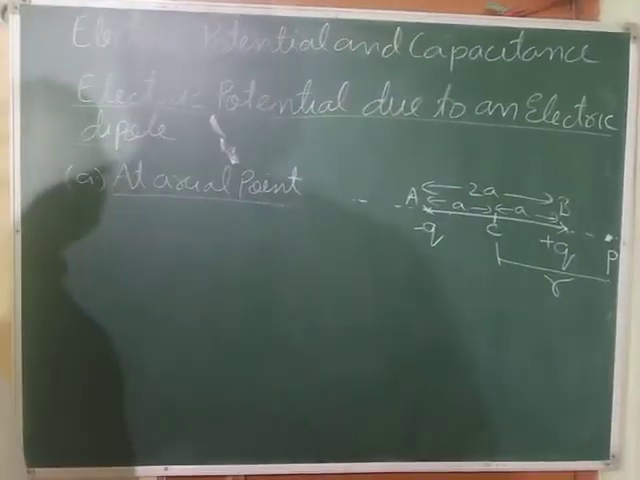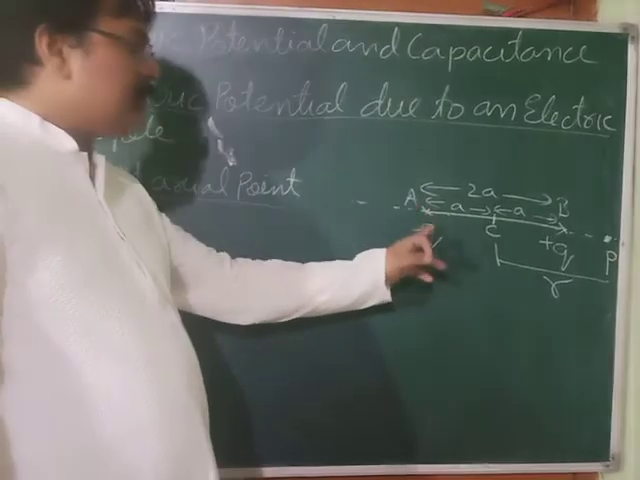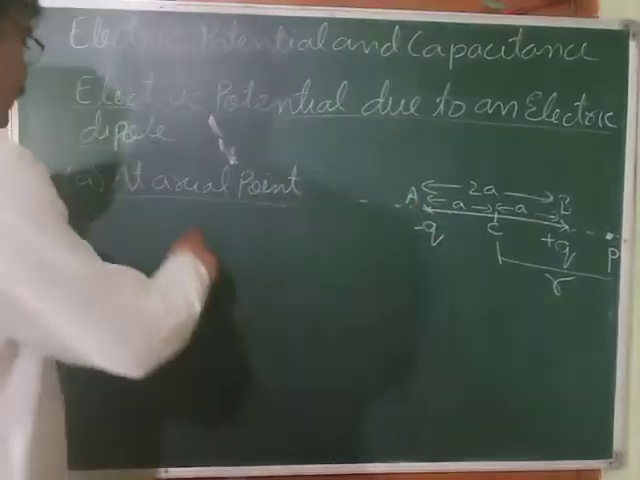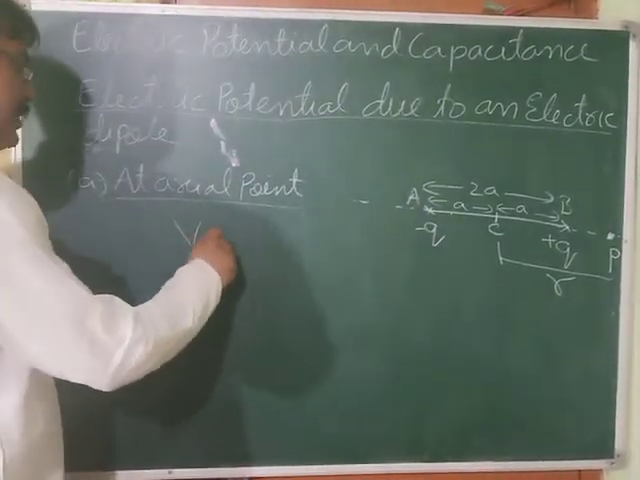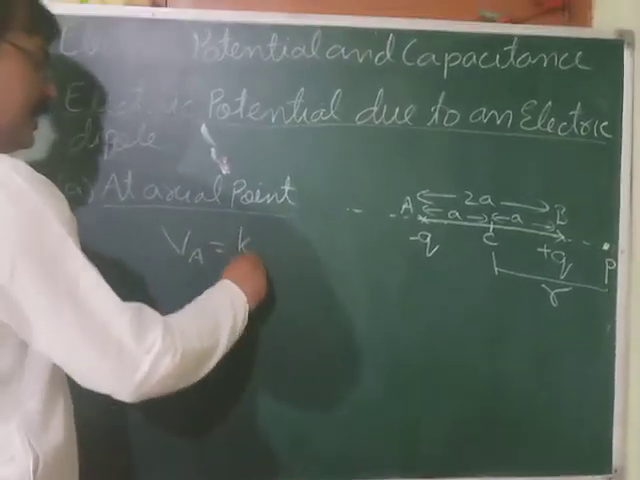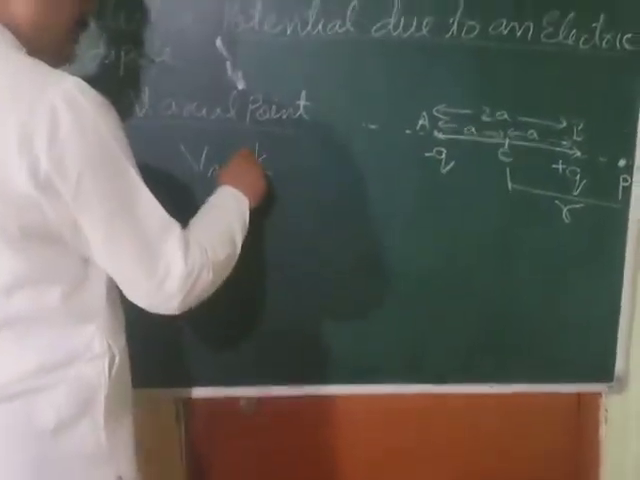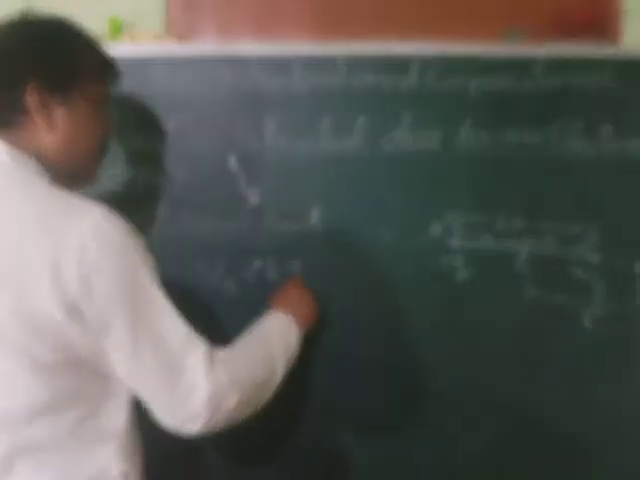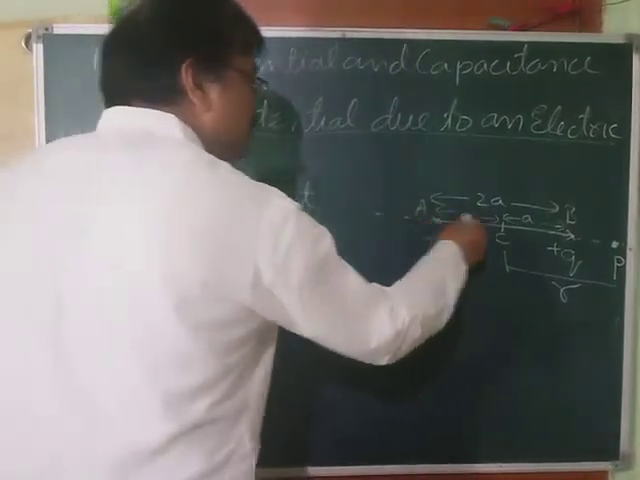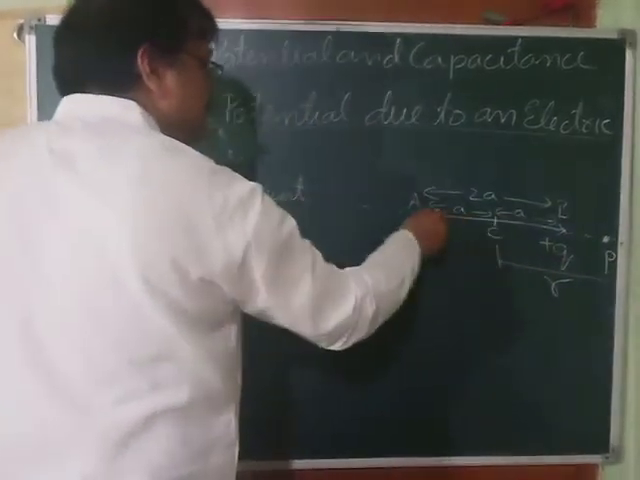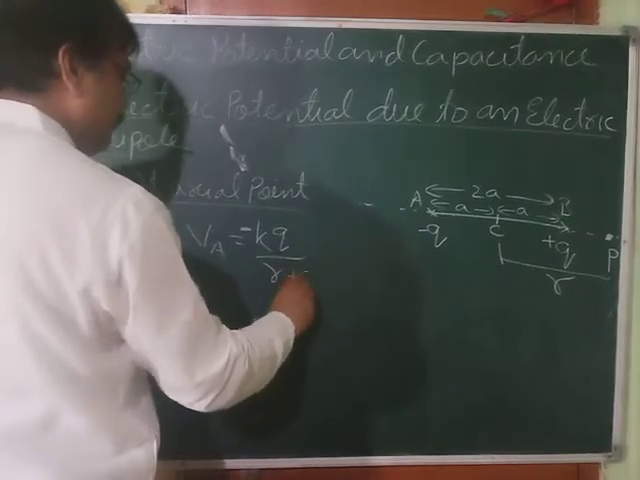Now, first we will find the potential due to the charge which is at A. That is VA. So VA is how much? It is K, and Q is minus, so minus KQ we will write, minus KQ upon the distance from here to P, which is R plus A. So R plus A we will write.